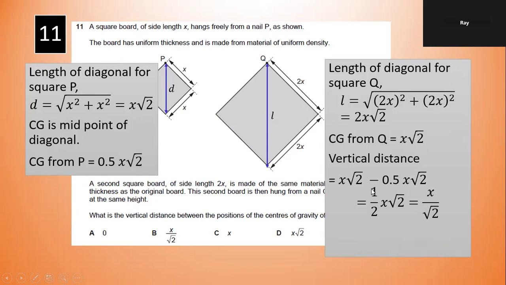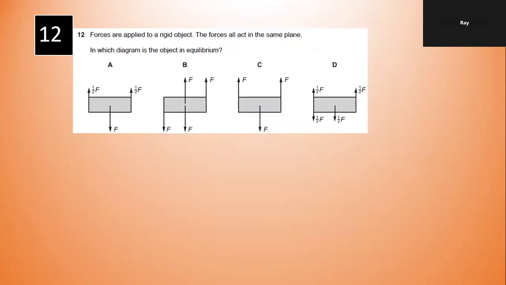So instead of giving you 0.5 root 2, you multiply by root 2 here, denominator and numerator by root 2, then you get your answer. Happy with that? Funny way of testing. Basically, this involves a lot of maths as well.